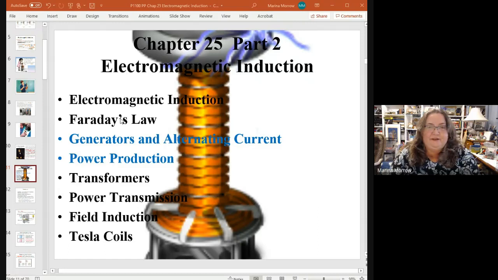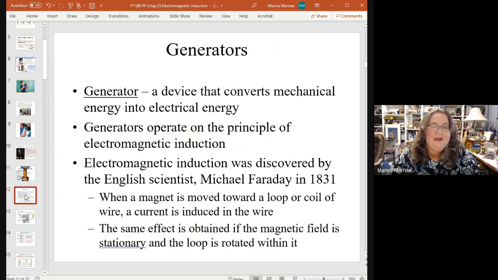Okay, in part 2 of chapter 25, we're going to be looking at generators and alternating current and how we make power. So, a generator converts mechanical energy into electrical energy. So, you thrust the magnet into the coil of wire, it produces electricity. That would make it an electrical generator.